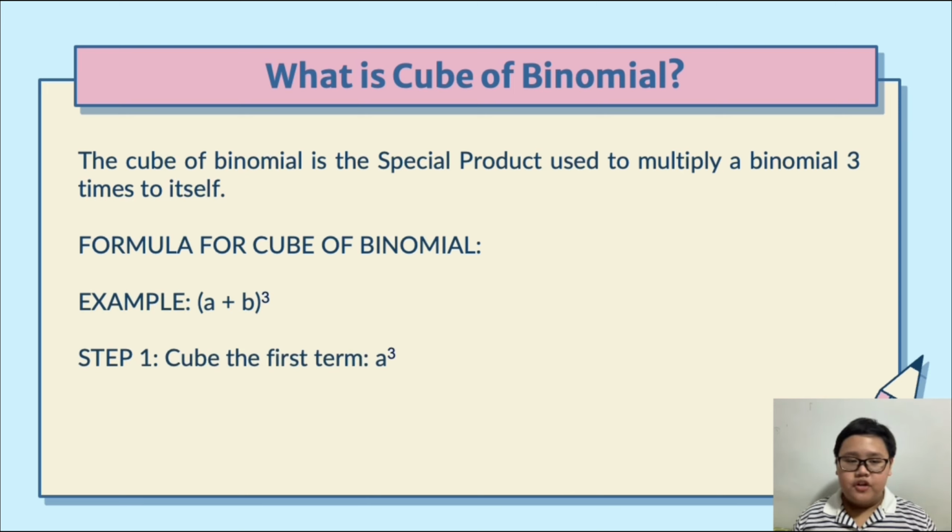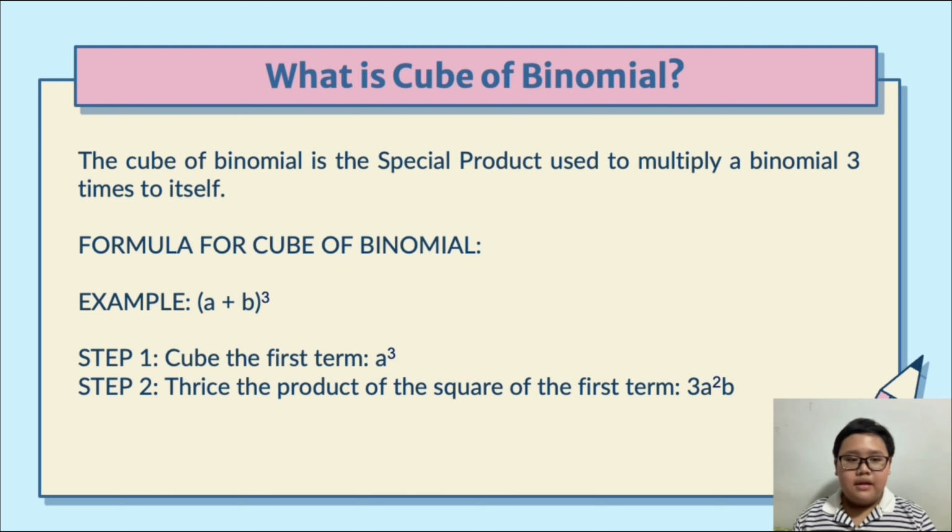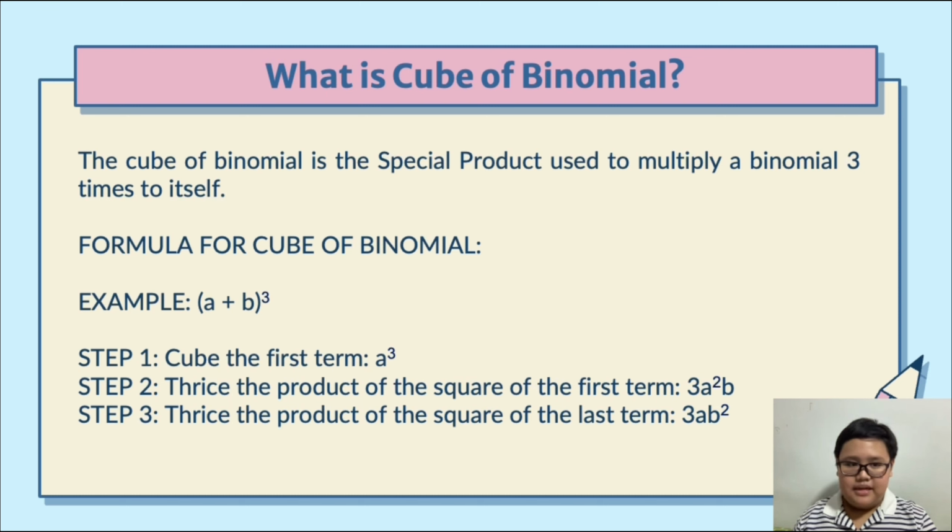Step 1, cube the first term. In our given example, the first term is a, so a cubed. Step 2, thrice the product of the square of the first term, 3a squared b. And step 3, thrice the product of the square of the last term, so in our example, 3ab squared. So step 4, or the last step, is cube the last term. In our example, the last term is b, meaning b cubed. Let's have the example.